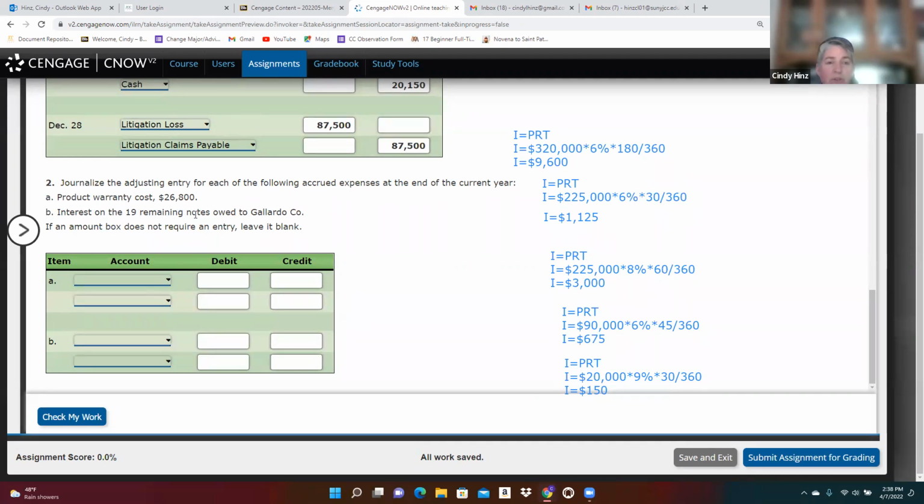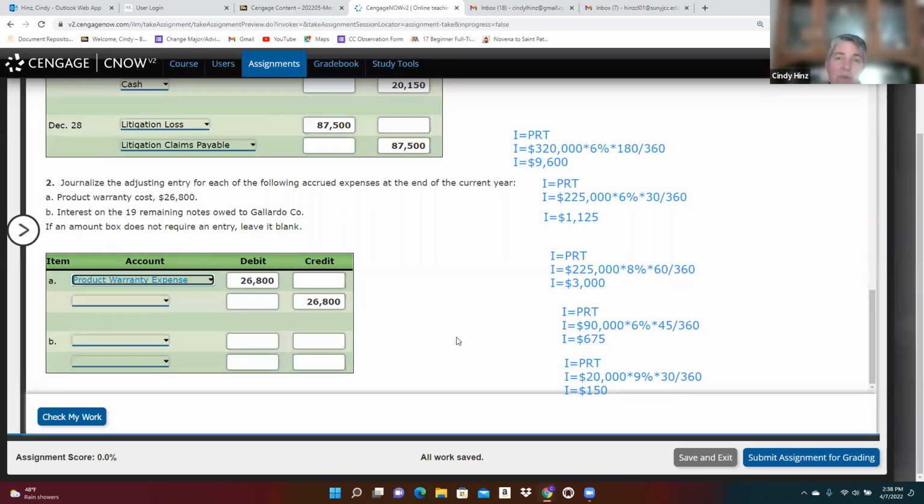So the first item is a product warranty cost. If we are accruing this, it means this is the estimated warranty liability that we have based on this year's sales. This is how much we think we might incur as cost in a future period, but we need to set it aside now because of the matching principle. We have to report that expense in the same period that we reported the revenues. And on our balance sheet, we need to report that estimated warranty payable in the future.